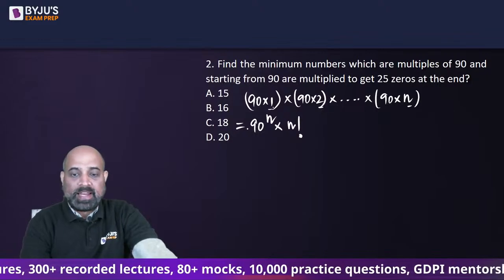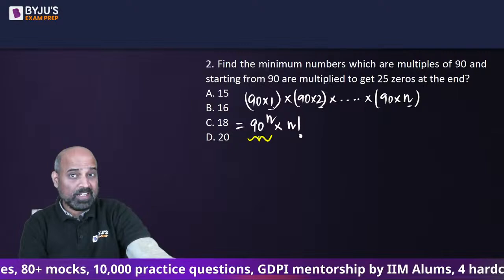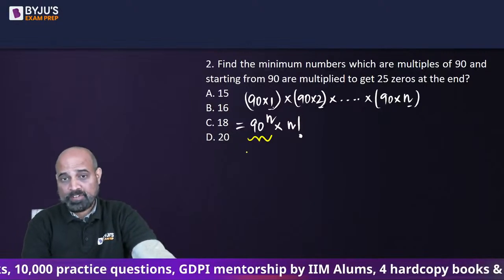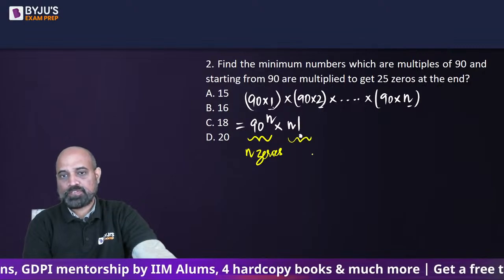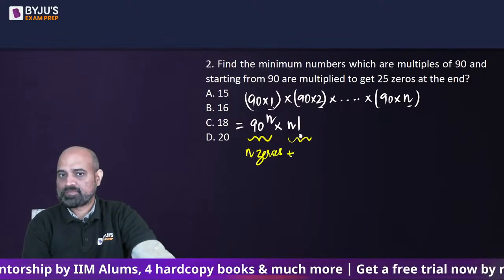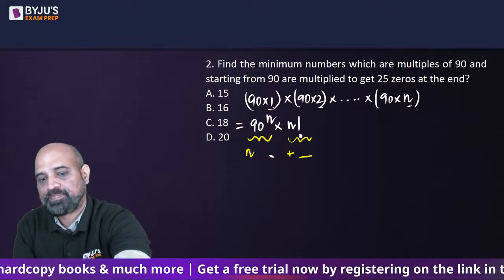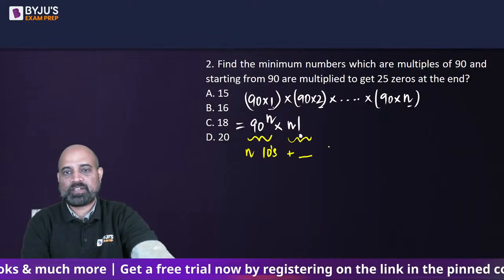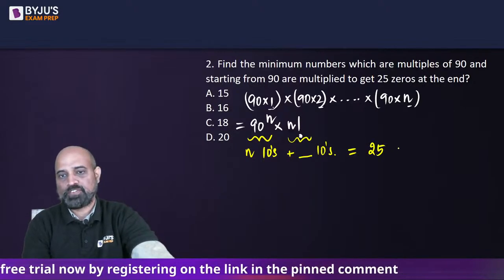Now, 90 to the power n will have a single 10 there, right? 10 to the power n will have n zeros here. And then we will have some zeros here as well, right? Instead of saying zeros, I should rather write tens. And tens are going to be here, and we will have some tens from here, such that we should have a total of 25 tens.